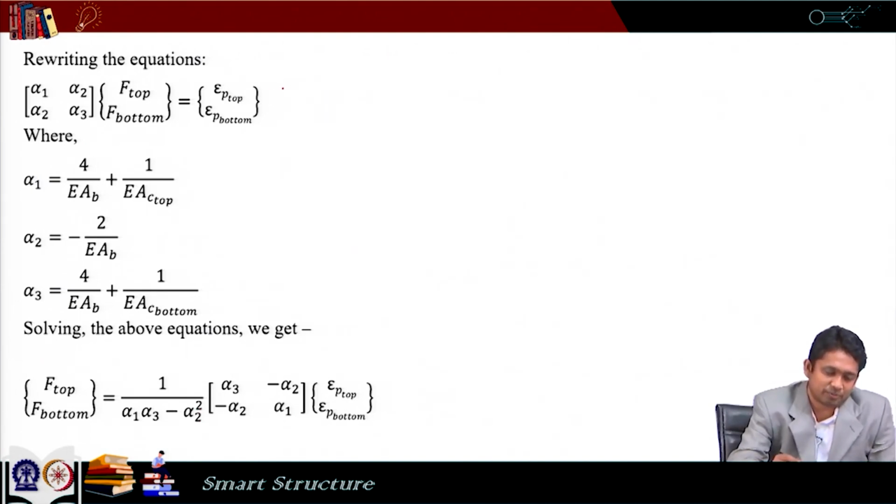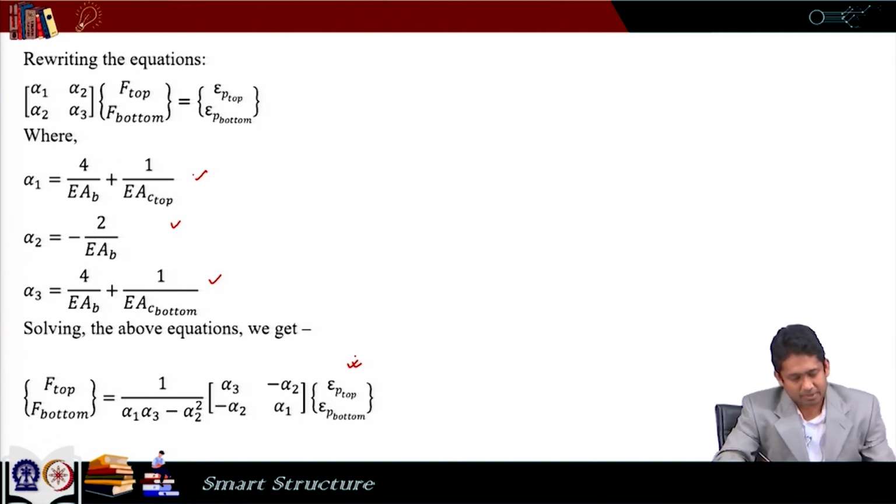So, we are introducing new variables alpha 1, alpha 2 and alpha 3, where alpha 1, alpha 2 and alpha 3 are this. Now, this equation can be solved and the expressions for F top and F bottom can be found out, and this comes in terms of all the material and geometric properties and the free strain at the top and bottom piezo.